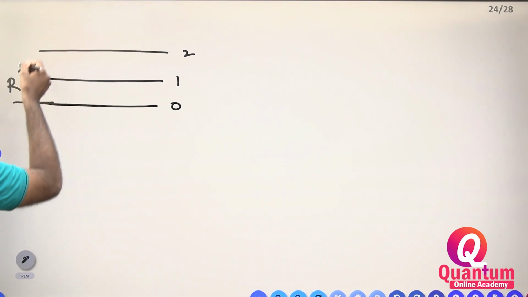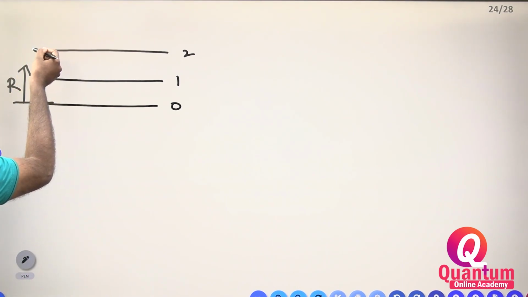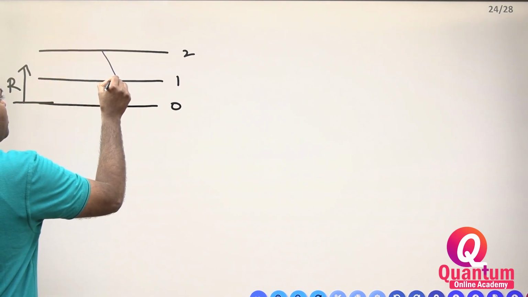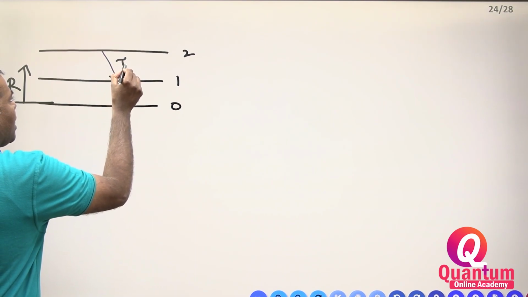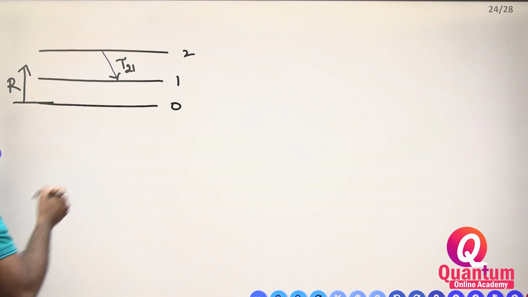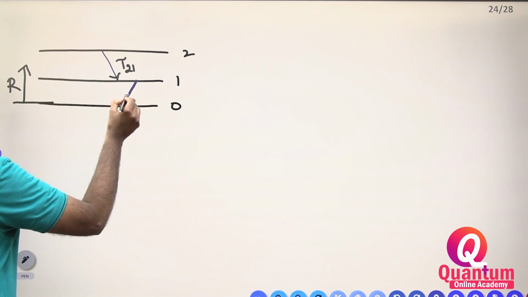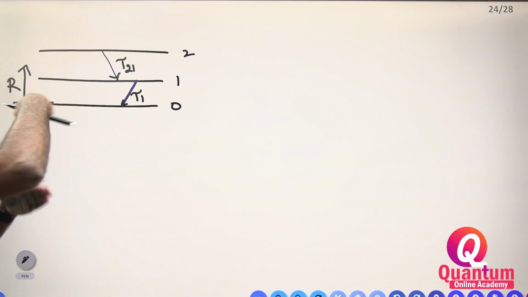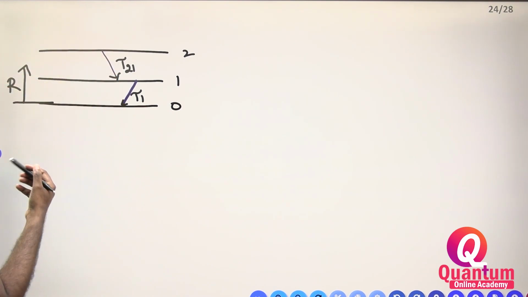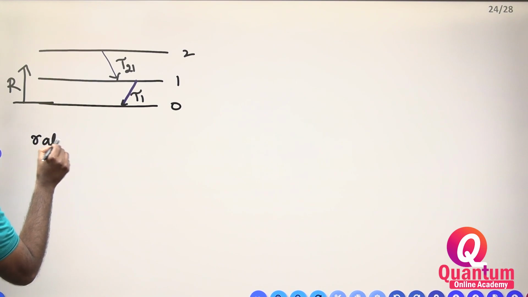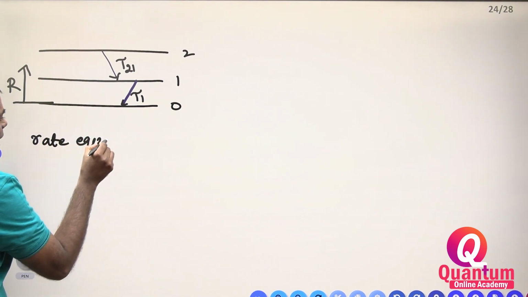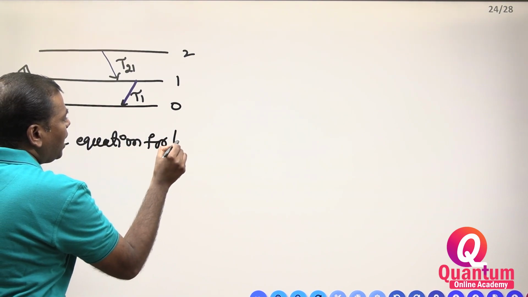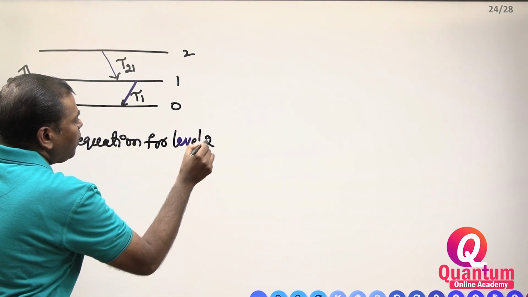Then the atom goes to the N2 level, that is level 2. This atom is ready to come to state 1 with tau 21. A state 1 atom is also ready to come to the ground state with tau 1. Now for each and every level you have to write the rate equation. How we write the rate equation, you have to see. The rate equation for level 2, I am writing.